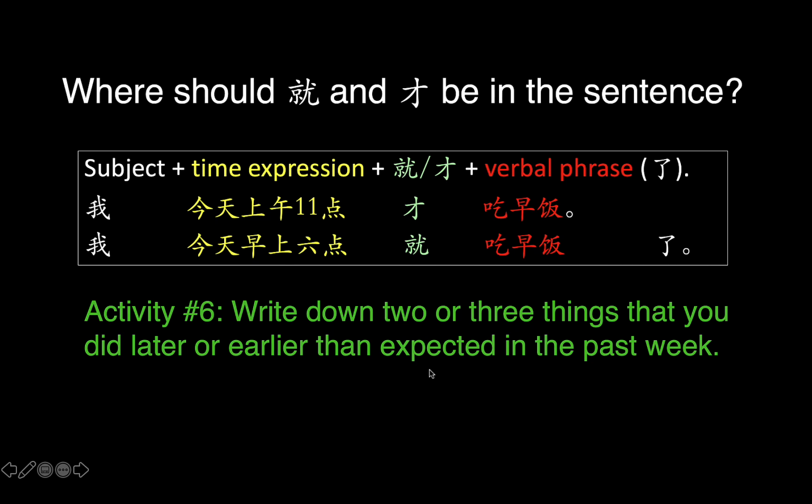Now let's look at where should 才 and 就 be in the sentence. Where should they be located? Okay, it should be after the time expression, the point in time, and then the 就 or 才, and then the verbal phrase. So it has to be between the time expression and the verbal phrase. 我今天早上11点才吃早饭。我今天早上6点就吃早饭了。So this morning I didn't eat my breakfast until 11 a.m. And this one, 就 I ate my breakfast as early as 6 a.m. Now the last activity. Write down 2 or 3 sentences, 3 things that you did later or earlier than expected in the past week.